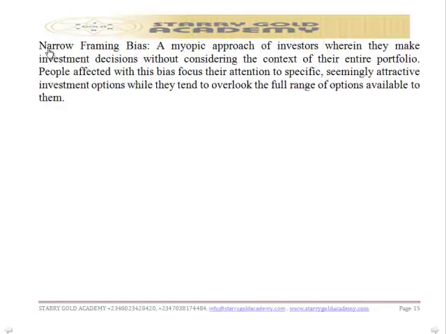The next one is narrow framing bias. This is a myopic approach of investors wherein they make investment decisions without considering the context of their entire portfolio. It's like the hiding bias we mentioned earlier. People affected with this bias focus their attention on specific, seemingly attractive investment options while they tend to overlook the full range of options available to them. That is narrow framing bias.